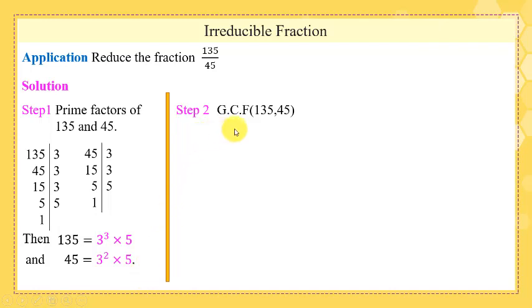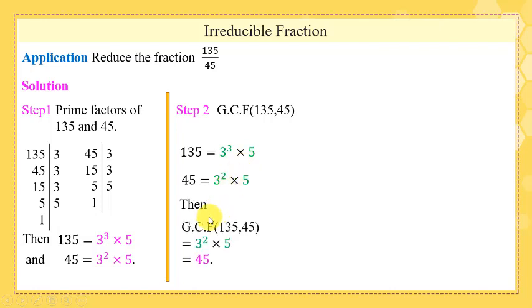Now step 2 is to find the GCF of 135 and 45. We can notice here that the common prime factors are number 3 and 5. So to find the GCF, we must take the common prime factors with the lowest exponent. The lowest exponent of number 3 here is exponent 2. And the lowest exponent of number 5 is exponent 1. So 3 squared times 5 is equal to 45.